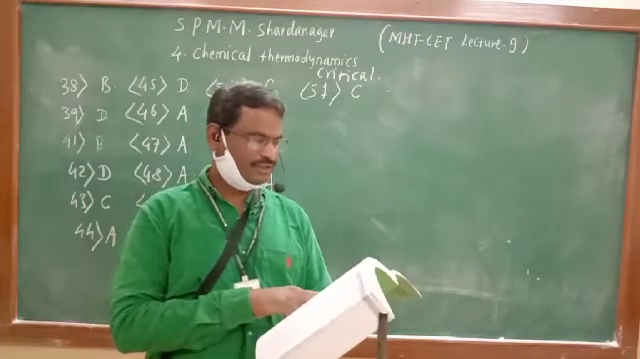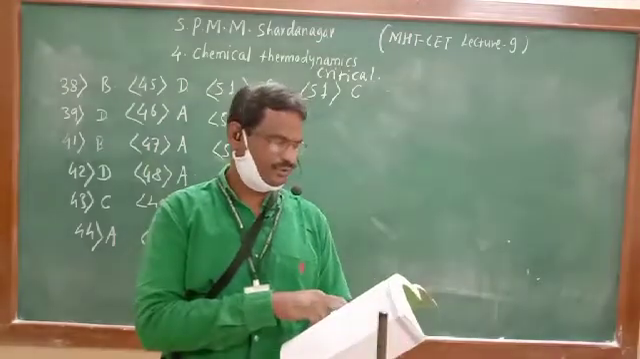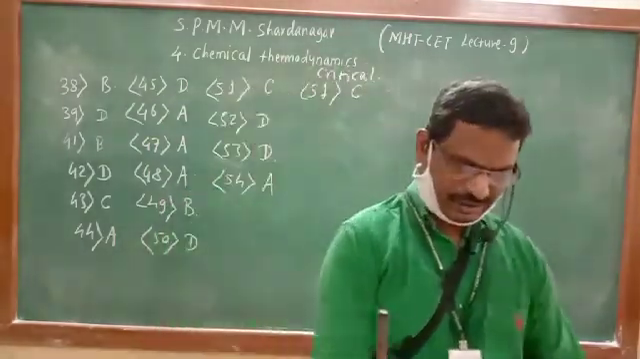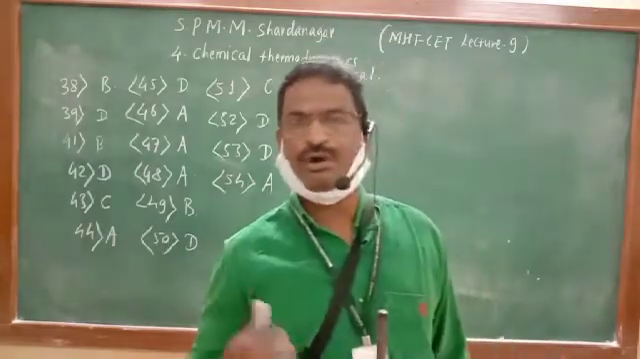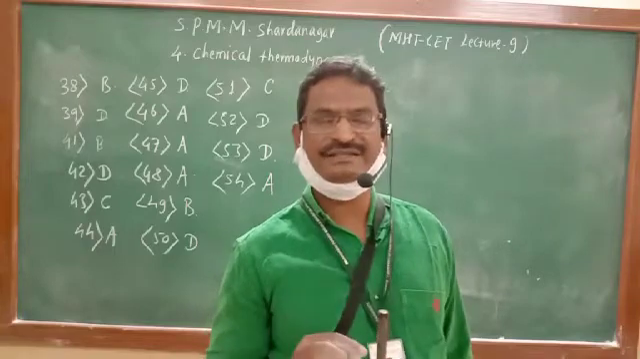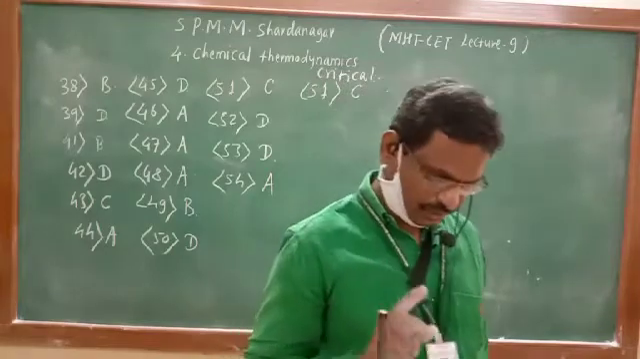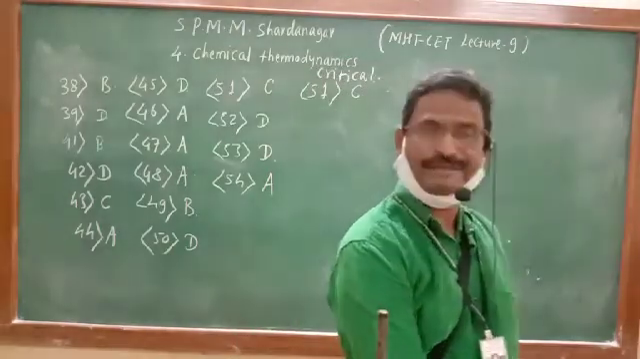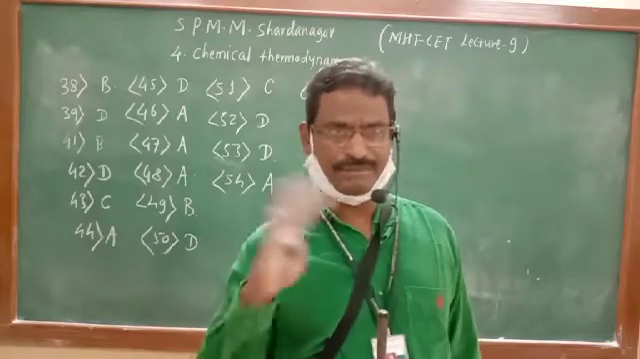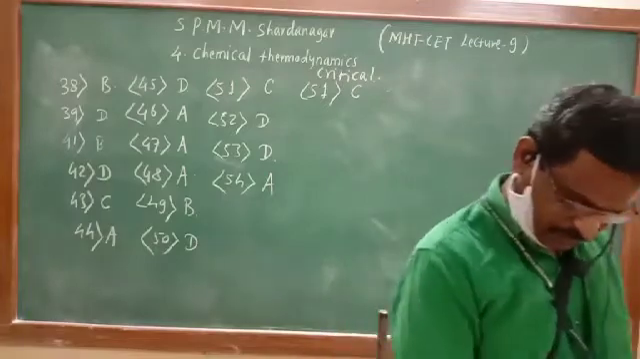Question number 52. In which of the following thermochemical changes is delta H always negative? Option A, enthalpy of solution. We have seen enthalpy of solution may be positive or negative depending on the crystal lattice enthalpy and solvation enthalpy. So that is wrong. Second, crystal lattice enthalpy that we have studied is positive, so that is also wrong. In the previous syllabus that is considered to be negative. Here it is always positive, we have studied.